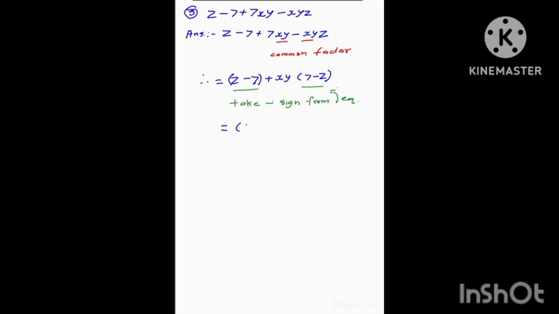So z minus 7 plus xy into minus 1 into z minus 7. Now z minus 7 is common, take it out, and you have the negative sign multiplied to xy, so it will be 1 minus xy. Okay, that is your answer. Try some problems.